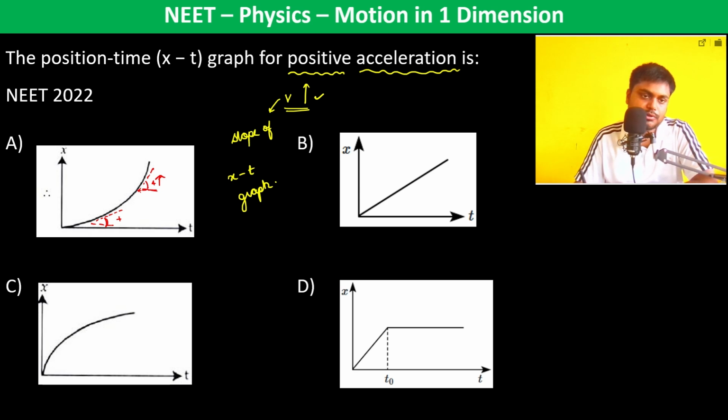So therefore in this option, yes, velocity is increasing. In this option the velocity is constant because the slope is constant.